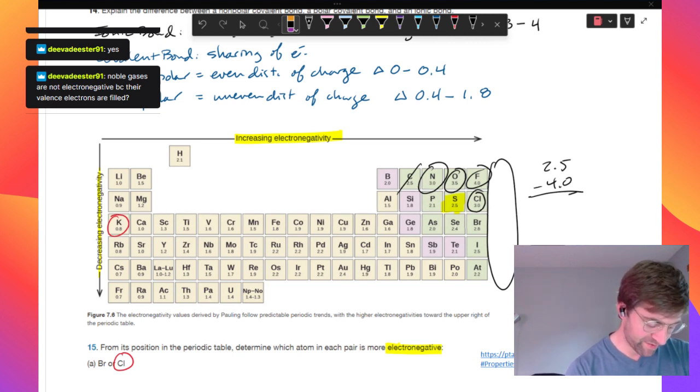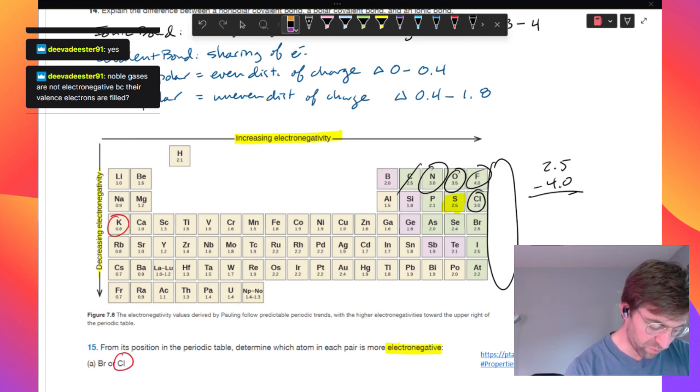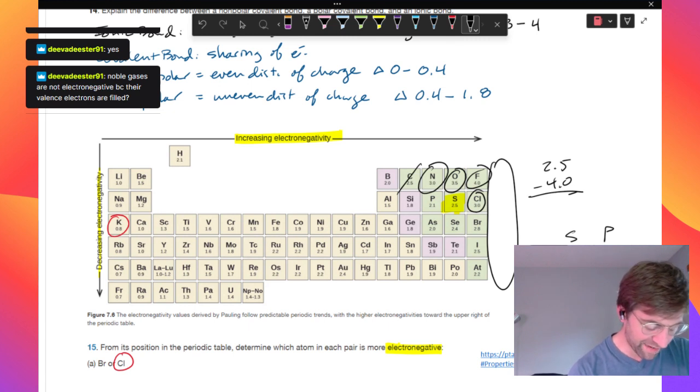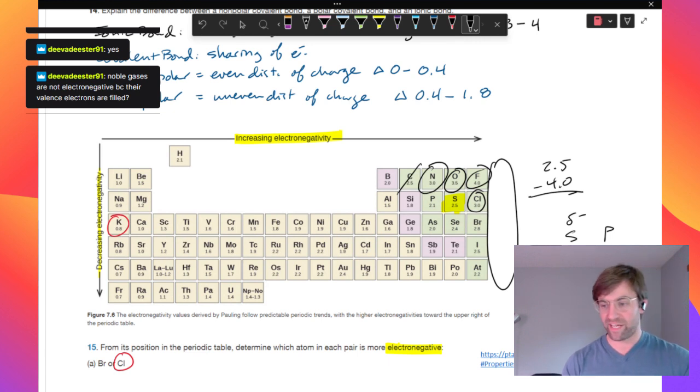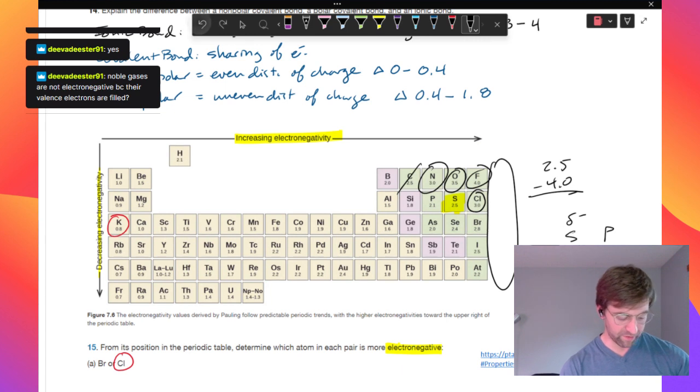I know why that won't work. If we paired sulfur with phosphorus, sulfur is more electronegative by quite a bit than phosphorus, and for that reason, the sulfur would have a partial negative charge, so del negative. You'll see this annotation later in your chemistry career, but that's just a good thing to be aware of.